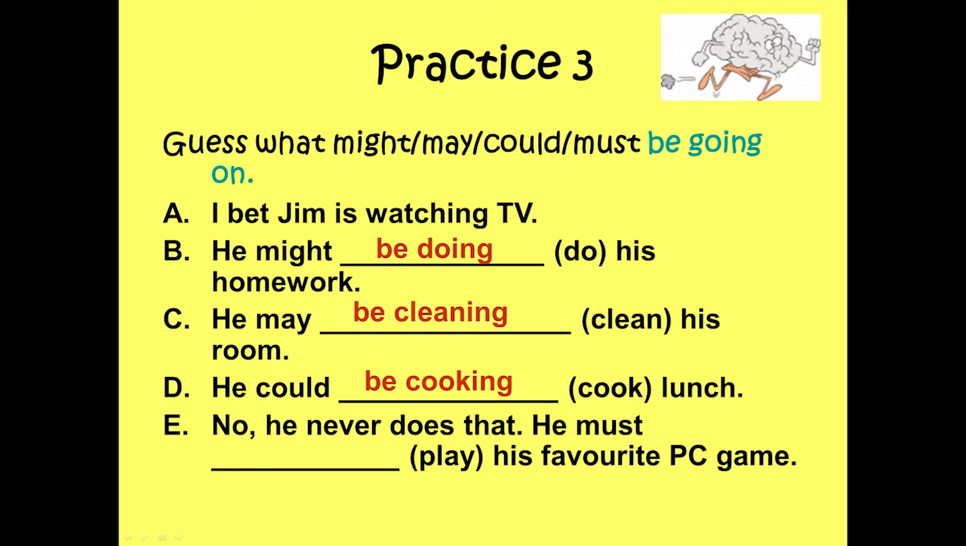Maybe because it's nearly lunchtime. It's about midday or about 11 o'clock in the morning. So could is stronger than might and may. Another person says E, no, he never does that. We know him. He must be playing his favorite PC game because we know he always does this. He always plays PC games. So we express certainty by saying he must be playing his favorite PC game. So it's stronger than might, may, and could. It expresses a higher degree of probability.